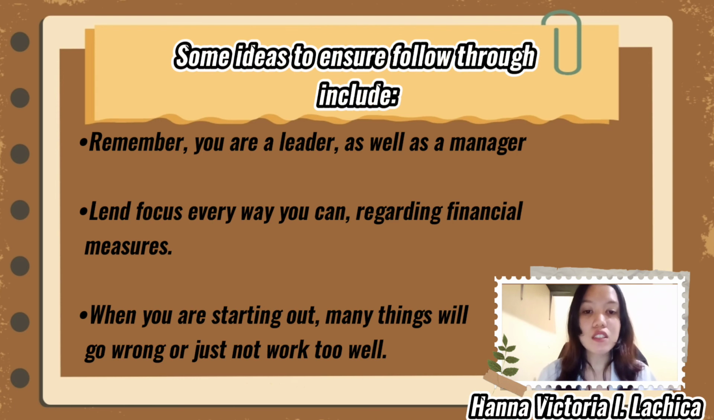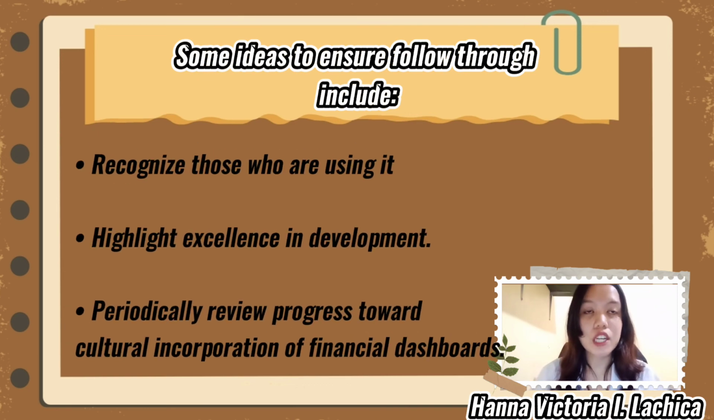Next, when you're starting out, many things will go wrong or just not work too well. Recognize those who are using it. Ensure there are structures and systems in place based on your balanced scorecard and the use of financial dashboards and measures. Next, highlight excellence in development. You should brainstorm with your team and ask for their ideas and suggestions. And lastly, review your progress from time to time.